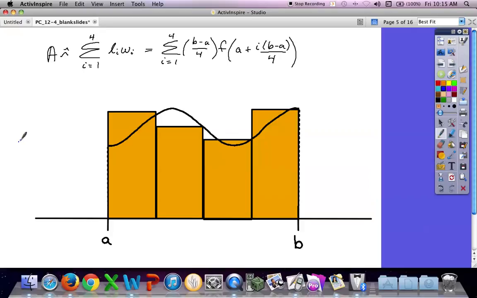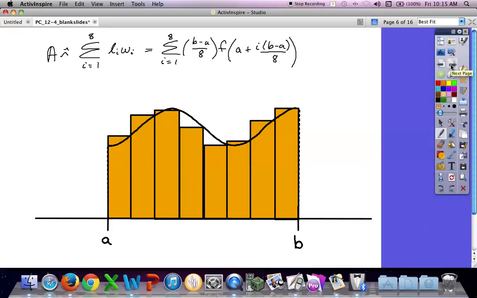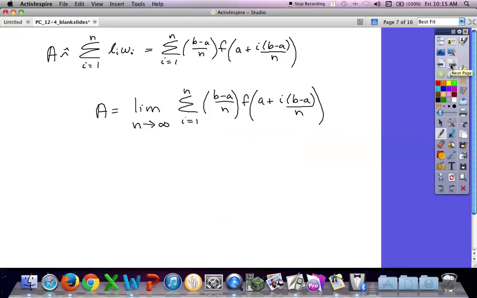Right. Now, if I go one more step, let's make it 8. And my approximation is hopefully getting a little bit better because I increased the number of rectangles. The only thing that's changing up here is now I've got 8s everywhere that I had 4s before. Okay. In general, if I want to divide it into n rectangles, then this is the formula here.